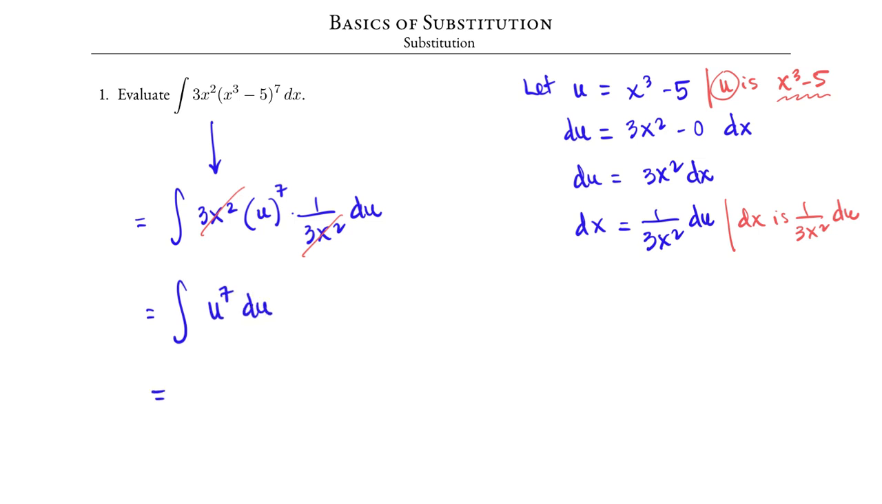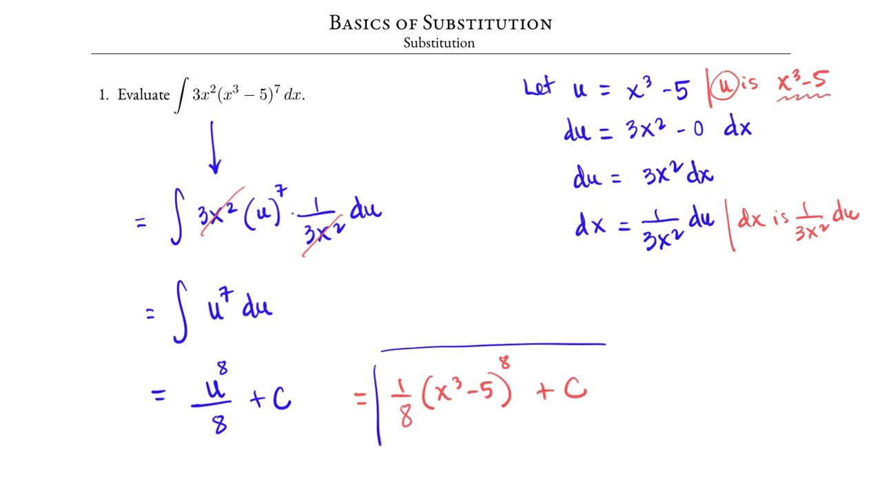But this is a simple integral using the power rule. We add 1 to the power and divide by the new power, plus c. This is the answer because it doesn't have the integral sign anymore. We integrated it, but it is in terms of u. The original problem is given in terms of x, so we have to do a back substitution. This is 1 over 8 times u to the 8, but remember, u is x cubed minus 5, so we replace u with x cubed minus 5, raised to the 8th power, plus c. And this is the answer.